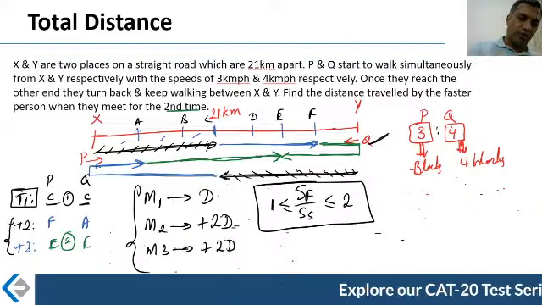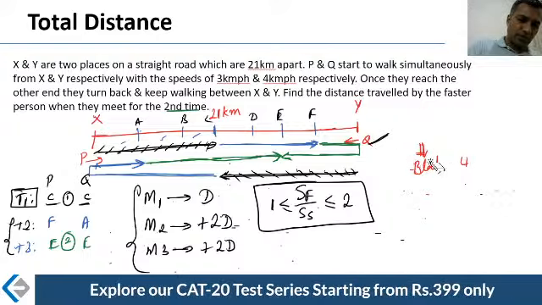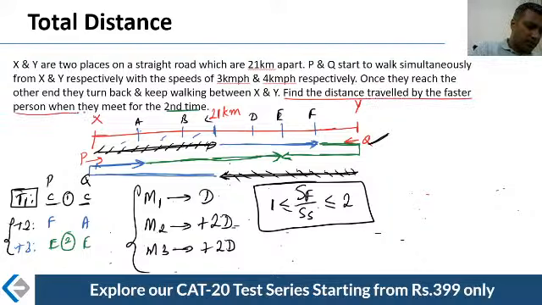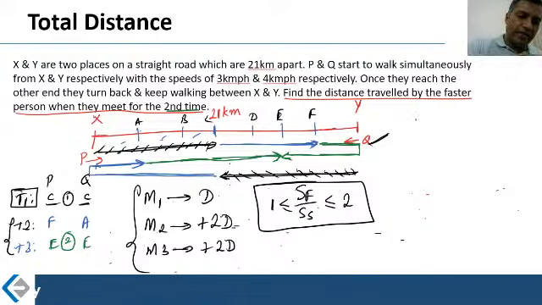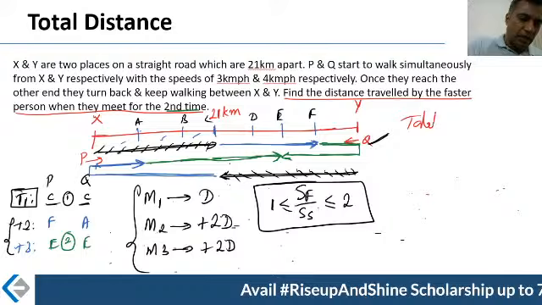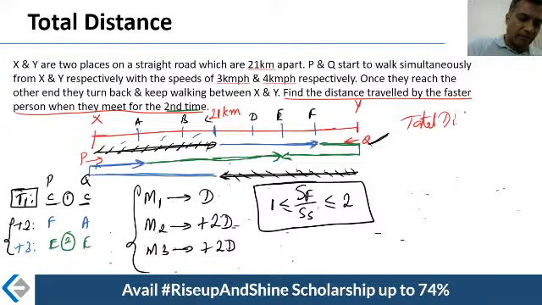Okay, let's come back to this particular question. What is the question here? Find the distance traveled by the faster person when they meet for the second time. When they meet for the second time, the total distance covered by both of them is going to be 3D.